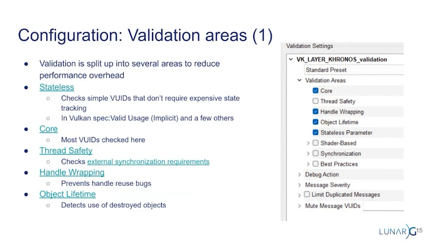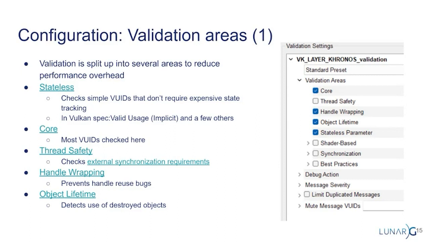Thread safety is all about making sure that you follow Vulkan's external synchronization guidelines. You're only allowed to use objects from one thread at a time. It's up to you to have locking or mutexes or division of labor on your threads to prevent that from happening. The thread safety area will catch that.